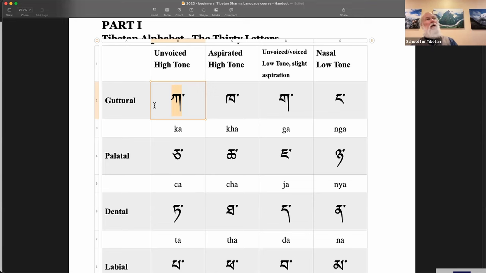So all letters must be pronounced with the A. Of course, you don't want to kill words. You cannot say it, it's impossible. You have to say ka.